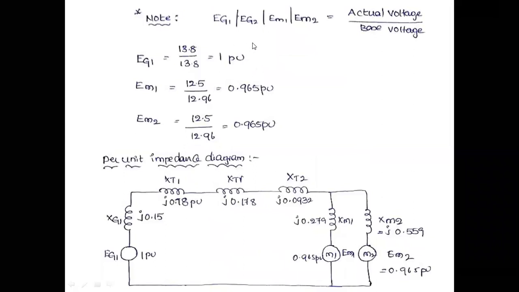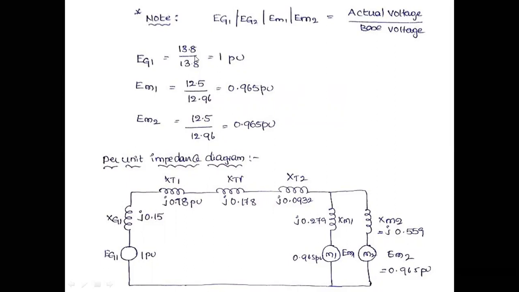For any problem from this problem onwards, if you are trying to solve any problem in this particular chapter, obviously EG1, EG2, EM1, EM2 can be obtained by considering this formula: actual voltage by base voltage. Similarly, simply consider this in this problem. 13.8 is the actual voltage of the generator 1. Base voltage, already we have considered the generator rating. So 13.8 divided by 13.8, you will get 1 per unit.